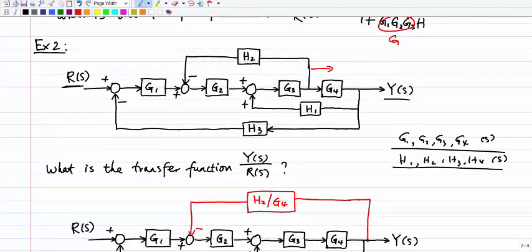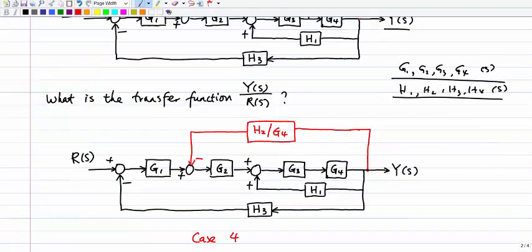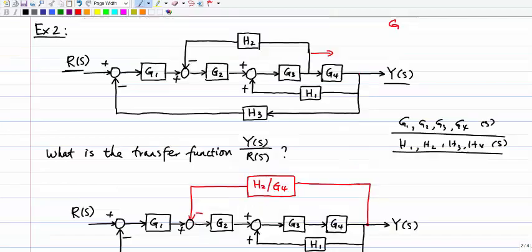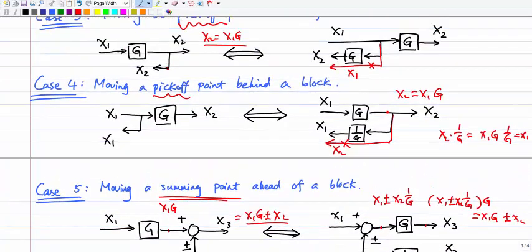So first, let's move this one, case 4, the pickup point behind a block. Originally, when you move this one behind a block, you have to time the inverse. You have to add an extra block, which is 1 over g. Of course, because this is 1, you do 1 over g. If you have an h, here you have h over g.